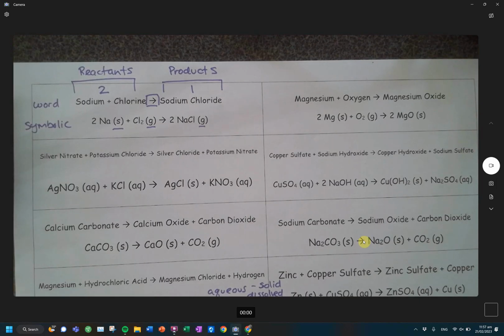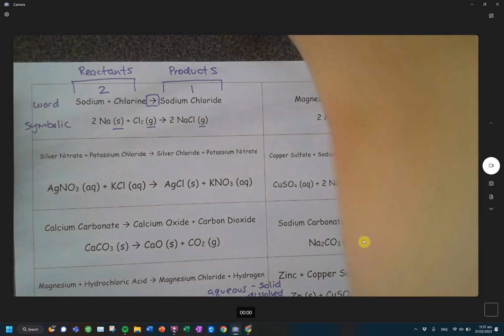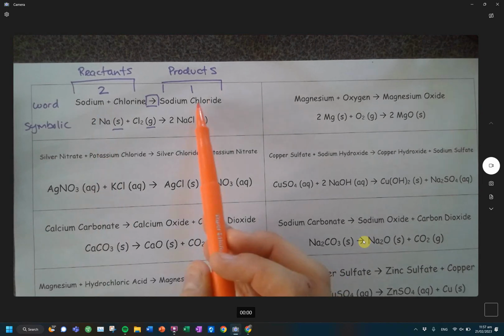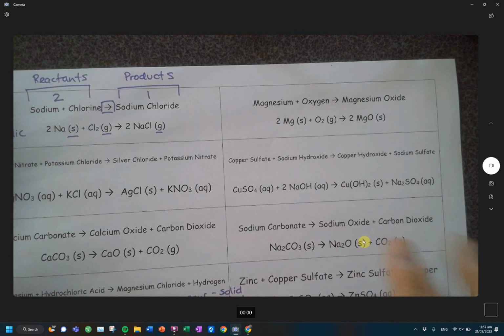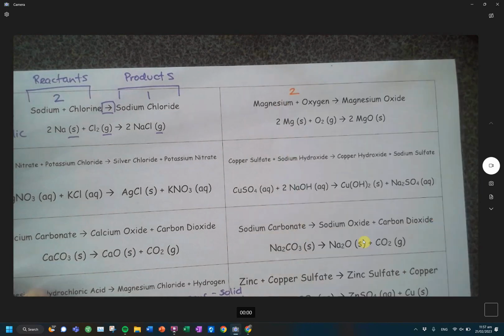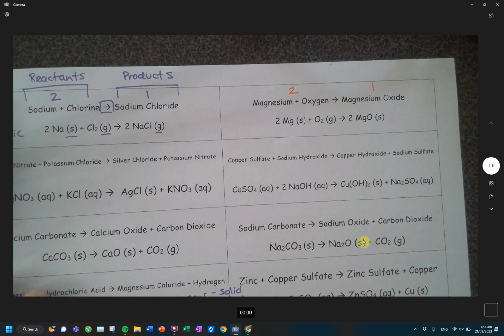All right, ready for the answers? Eyes up. All right, the first thing I would suggest you do is, like I said, go through and number how many reactants and products you have. So this first one has 2, that one has 1. The magnesium and the oxygen, that's 1, 2. And then 1 is the product.